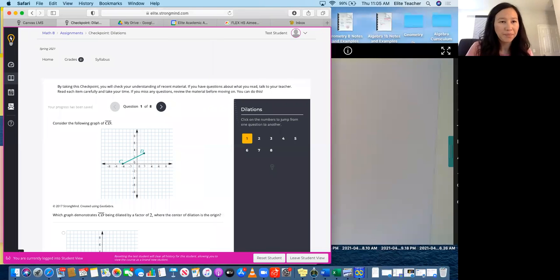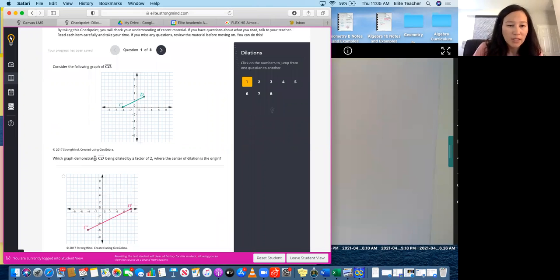Okay, so we're on the dilations checkpoint. So the first question, it says, consider the following graph of CD. Okay, so we have this line. Which graph demonstrates CD being dilated by a factor of 2, where the center of dilation is the origin?